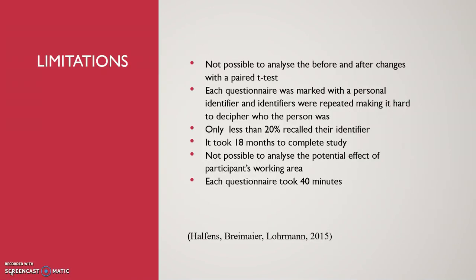Limitations was that it was not possible to analyze the before and after changes with a paired t-test. Each questionnaire was marked with a personal identifier, and the identifiers were repeated, making it hard to decipher who the person was. Only less than 20% recalled their identifier. This study took about 18 months to complete. It is not possible to analyze the potential effects of the participants' working area due to them not asking where they were working. And each questionnaire took about 40 minutes to complete, which caused a lot of turning down.